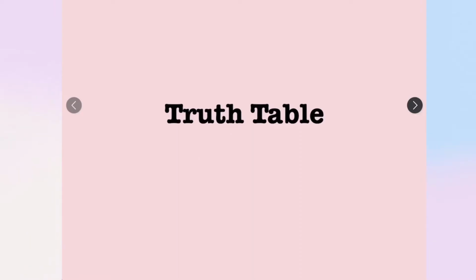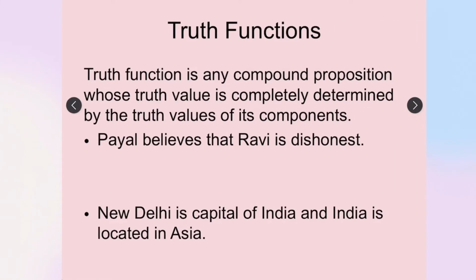Today in this video we will be discussing truth table. So before starting with truth table, let's see what truth functions are. A truth function is any compound proposition whose truth value is completely determined by the truth value of its components. Now let's see this particular example.